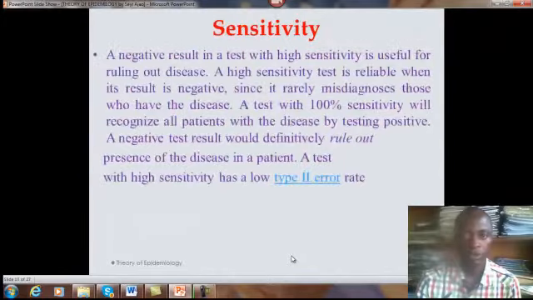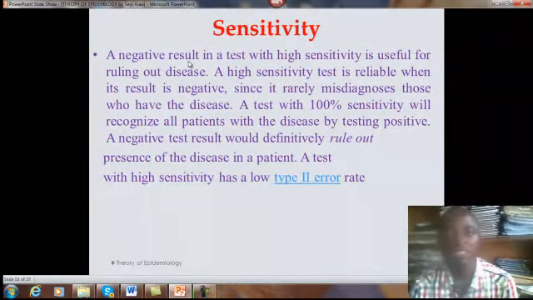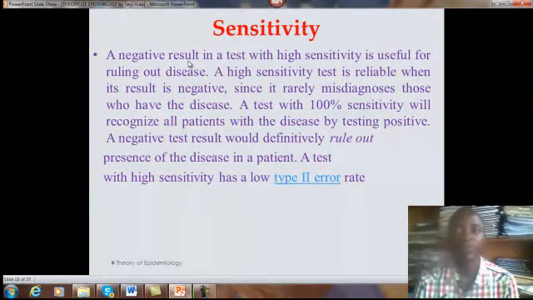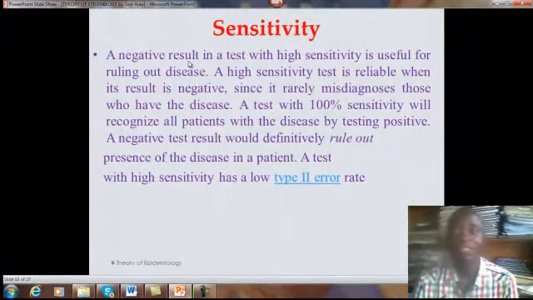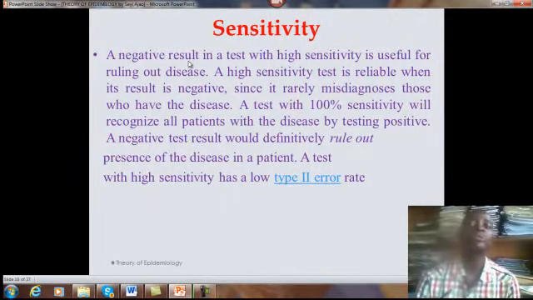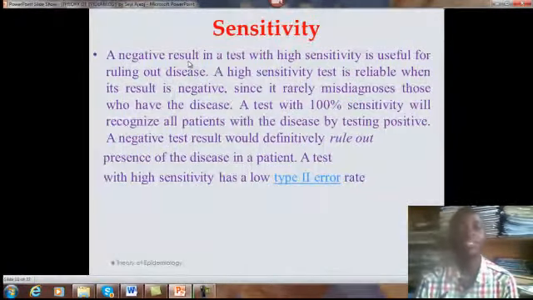A negative result in a test with high sensitivity is useful for ruling out disease. A high sensitivity test is reliable when its result is negative, since it rarely misdiagnoses those who have the disease. A test with 100% sensitivity will recognize all patients with the disease by testing positive. So a negative test result will definitely rule out presence of disease in the patient.